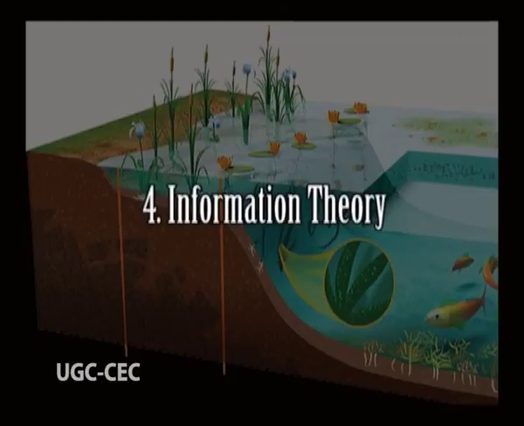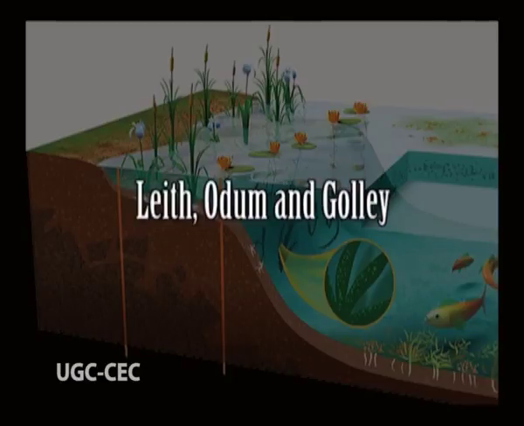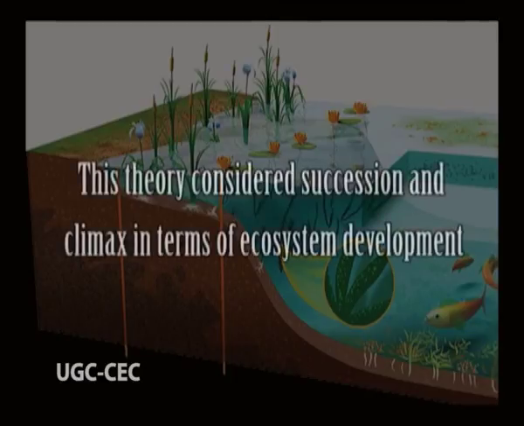Fourth one is the information theory. This theory was proposed by Leith, Odum and Golley. This theory considered succession and climax in terms of ecosystem development. In autotrophic succession, diversity of species tends to increase with an increase in organic matter content and biomass supported by the available energy. Thus, in a climax community, the available energy and biomass, which is called information content, increases.